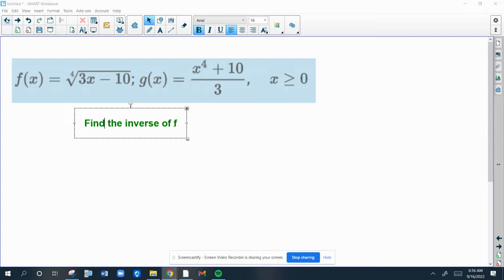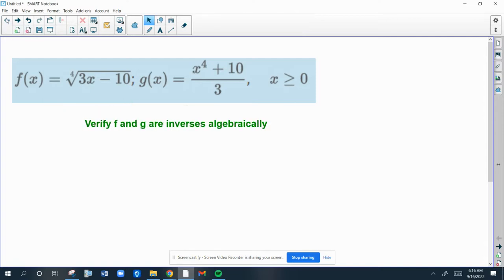All right, here we go. Here's my epic video, hopefully, on inverses. So we're going to do a lot with these two functions. f of x is the fourth root of 3x minus 10, and g of x is this with the domain of x is greater than or equal to 0. So first of all, we're going to look at the graphs of these and verify that they will have inverses, and then we'll talk about this x is greater than or equal to 0.